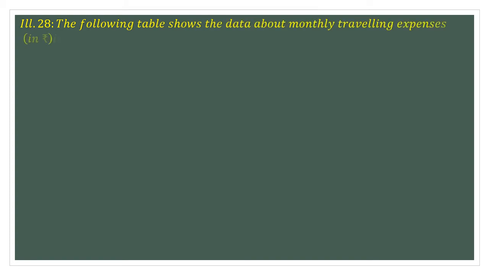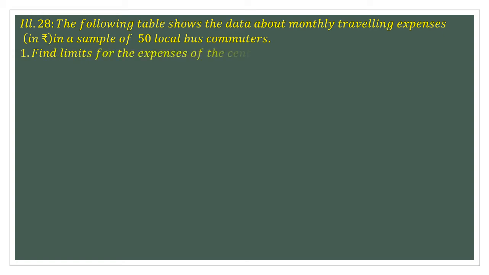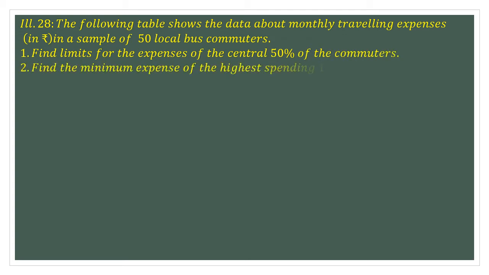Moving on to illustration 28. The following table shows the data about monthly traveling expenses in rupees in a sample of 50 local bus commuters. That means the people who regularly go by bus. Question number 1, find limits for the expenses of the central 50% of the commuters. I will be explaining this in detail. Just read the question right now.